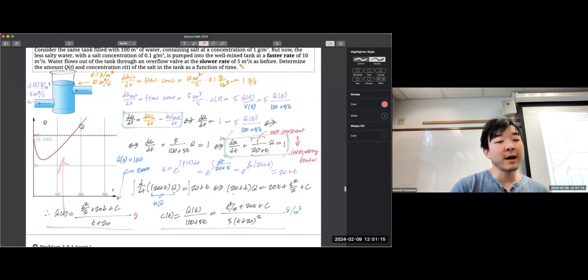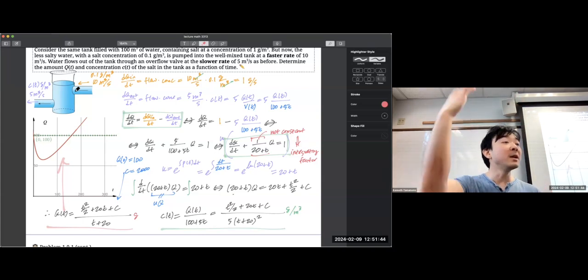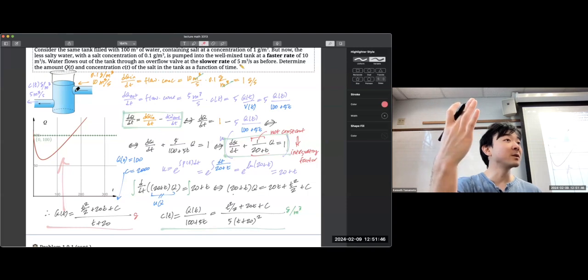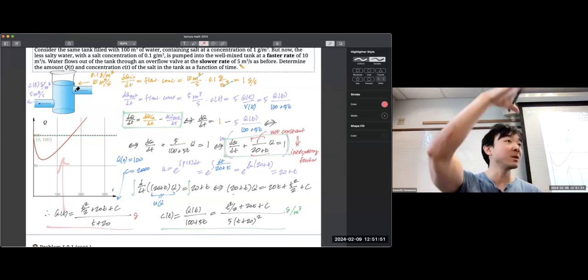Initially the amount is 100 grams. You're pumping in diluted water at a faster rate than you're pumping out, so it's going to dilute. But then after a while, it's just getting more and more amount of salt. The reason behind that is because you're pumping in more water with diluted salt in it, but there's just more water in the tank at that point. So instead of 100 cubic meters, it'd be 200 cubic meters. Even if it's diluted, the actual amount of salt is increasing in the tank because you're pumping in more and more water and it's just accumulating.